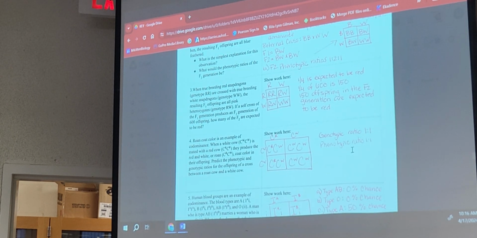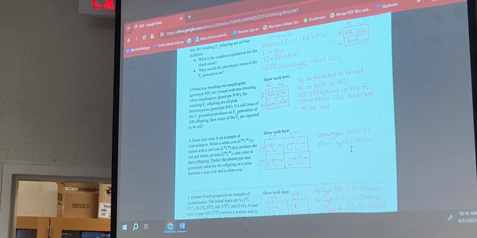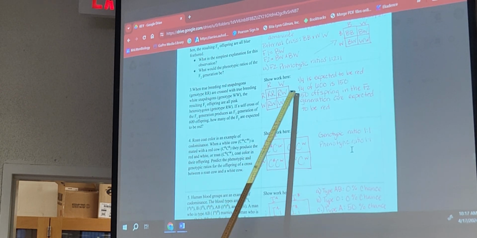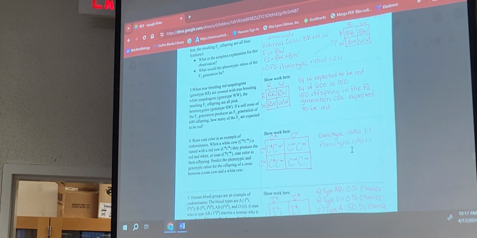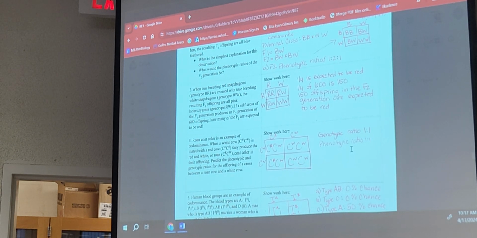This is incomplete dominance again. If a self-cross of the F1 generation produces an F2 generation of 600 offspring, how many are expected to be red? 1/4 would be red. 1/4 of 600 is 150. Simple, yes?